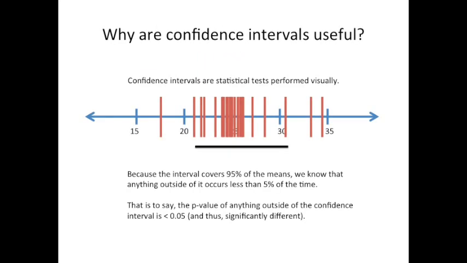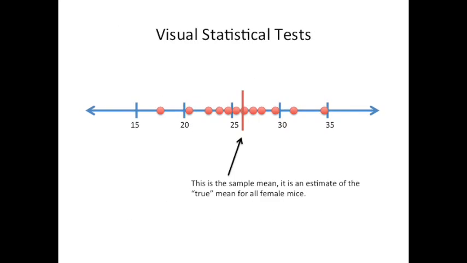Now that we know what confidence intervals are, we might ask, why are they useful? Well, I think confidence intervals are useful because they are statistical tests performed visually. Because the interval covers 95% of the means, we know that anything outside of it occurs less than 5% of the time. That is to say, the p-value of anything outside of the confidence interval is less than 0.05, and thus significantly different.